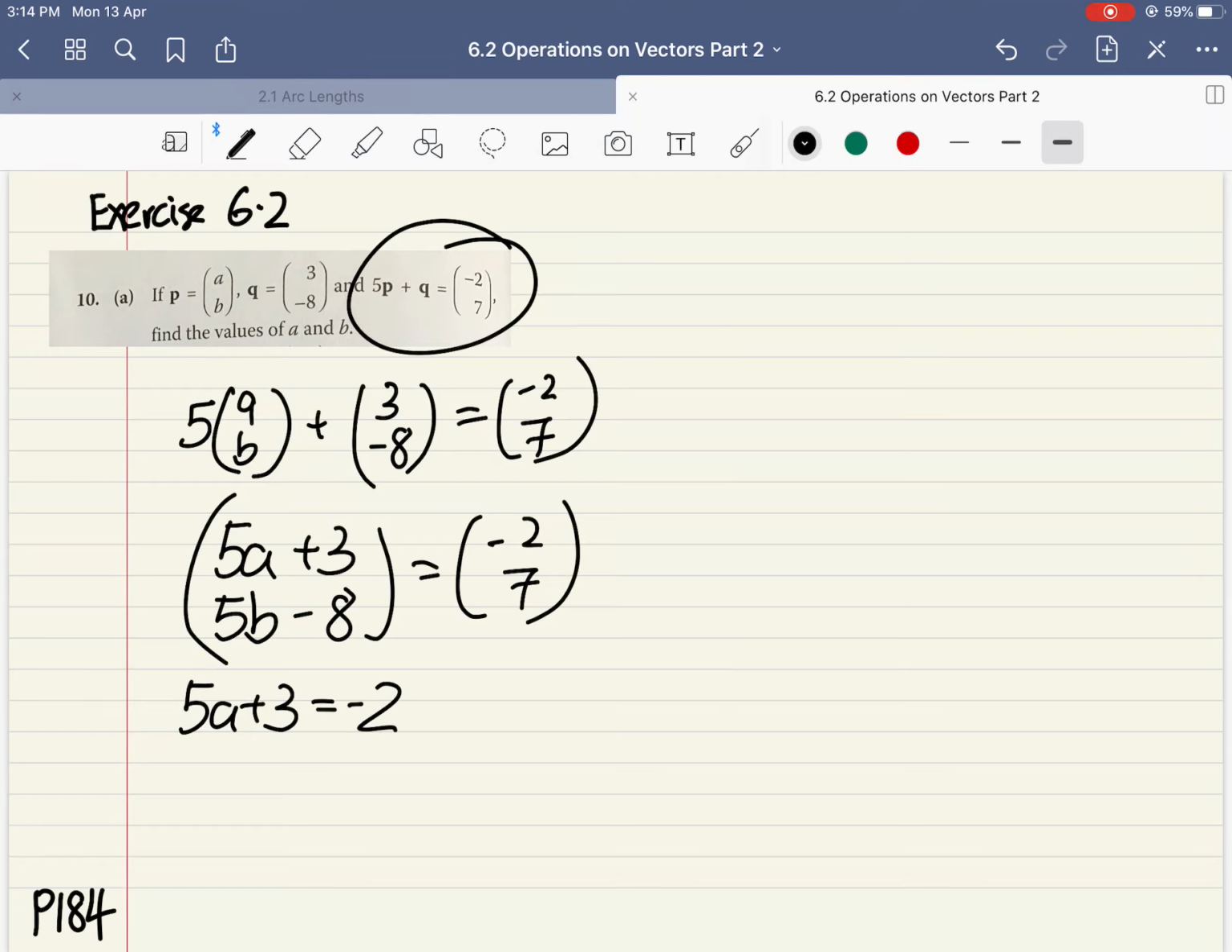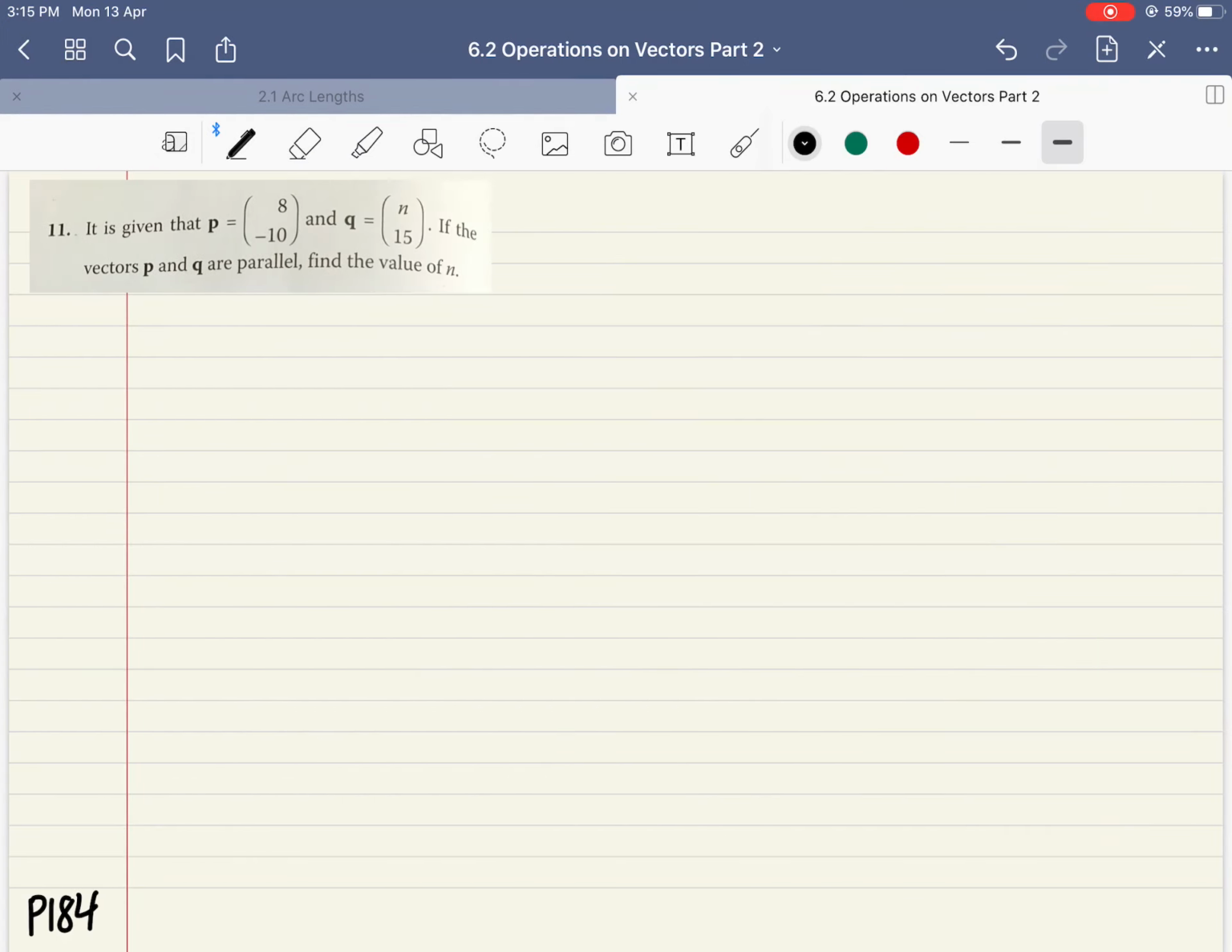So this is actually quite a simple question to solve. 5a plus 3 equals negative 2. If I solve, my a value is negative 1. And also I know that 5b minus 8 is equal to 7. If I solve for b, my b value is equal to 3.